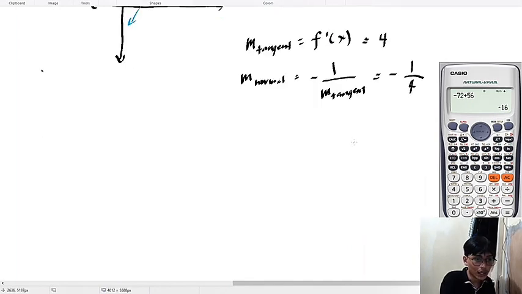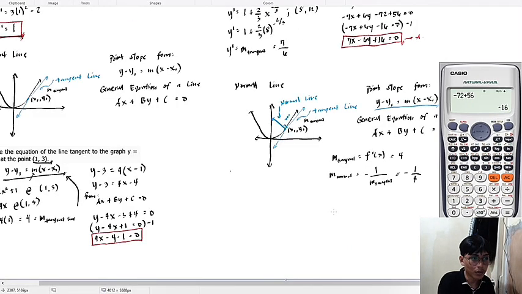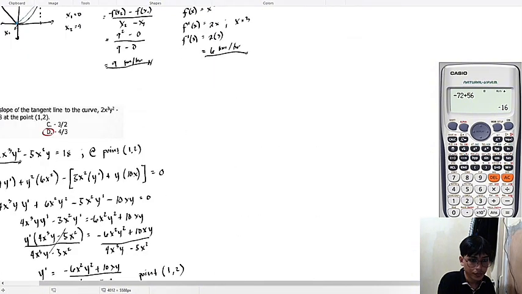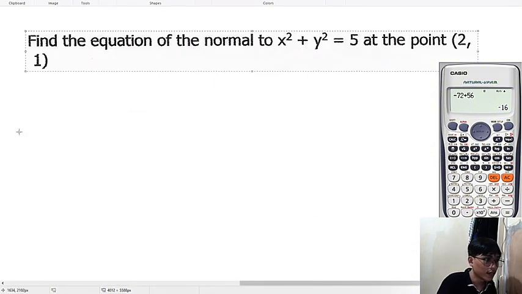Okay, let's have a problem solving example to make it clearer. Okay, let's have example number 5.